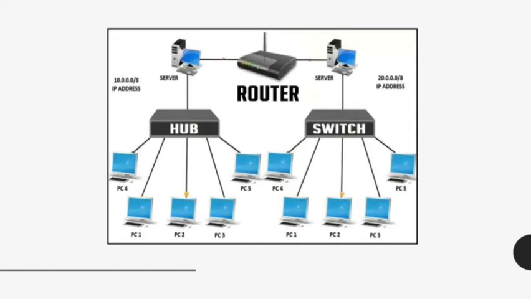Different networks cannot communicate with each other, so we use a centralized device called a router to make them communicate with each other. As you can see in this picture, we have two different networks with the IP addresses 10.0.0.0 and 20.0.0.0. As they cannot communicate with each other, we use a centralized device called a router to make them communicate. A router uses the IP addresses for sending packets to devices in a network.